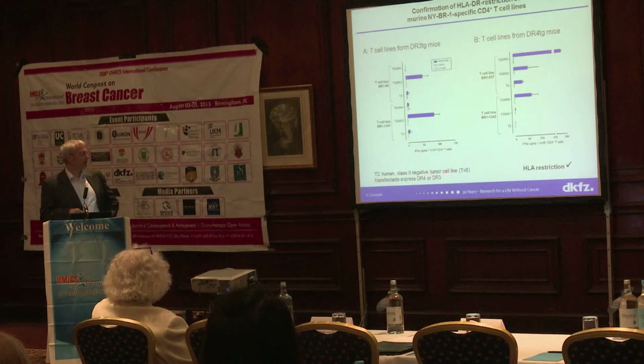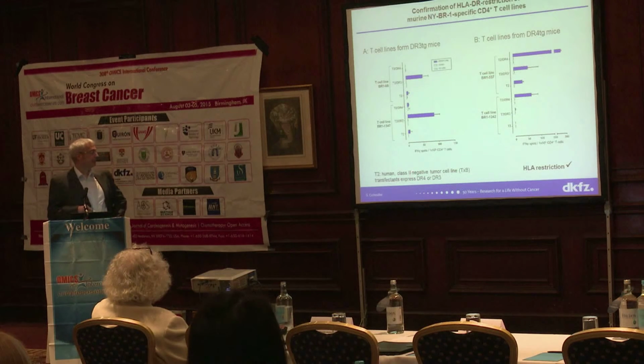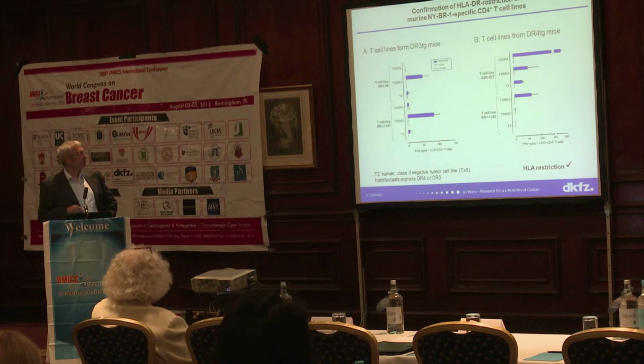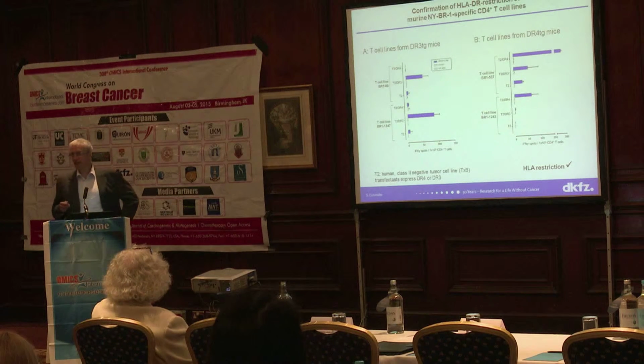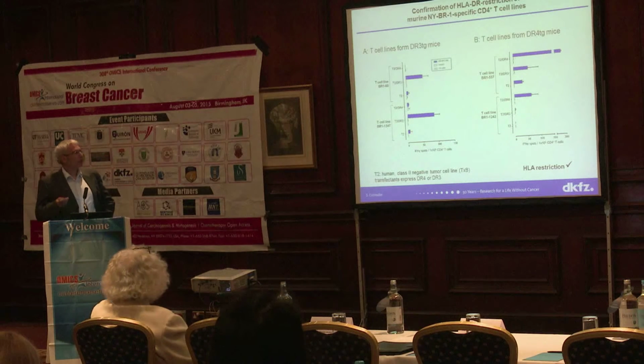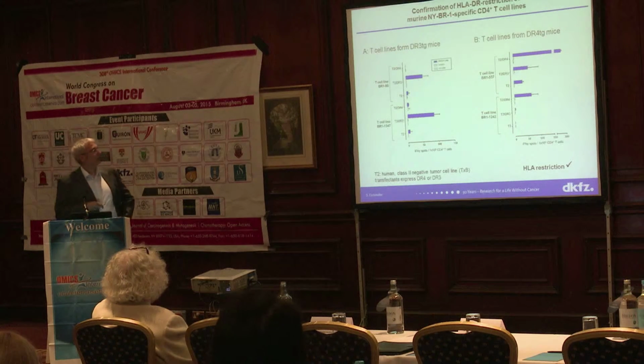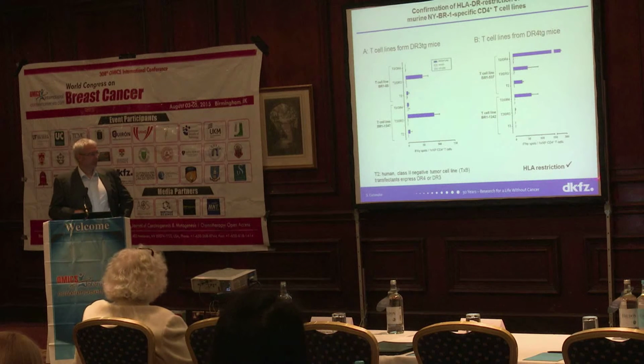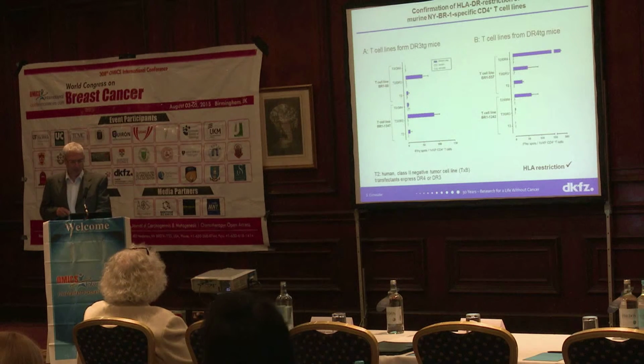These are a human class 2 negative tumor cell line, which then has been transfected for either DR3 or DR4. And these cells were then loaded with the different peptides, and we use again the spleen cells from transgenic mice. So now we have a human cell with the human HLA molecule loaded with peptide, but a mouse T cell line which was generated in the transgenic mice. And as you can see, the respective epitopes have been recognized, which shows that in fact we have an HLA restriction on a human cell.